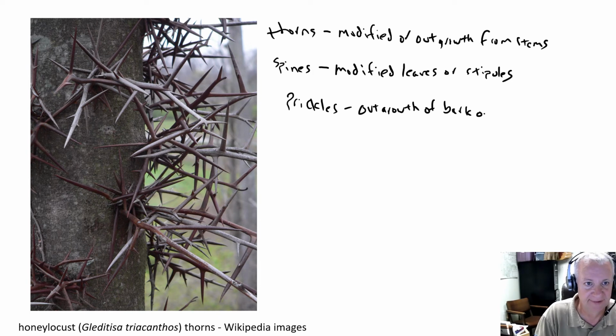Now, certainly that honey locust picture looks like an outgrowth of the bark or epidermis, but I looked in several references and they referred to those honey locust outgrowths as thorns. So presumably that's some stem-related outgrowth. At any rate, all this sharp stuff keeps herbivores away.